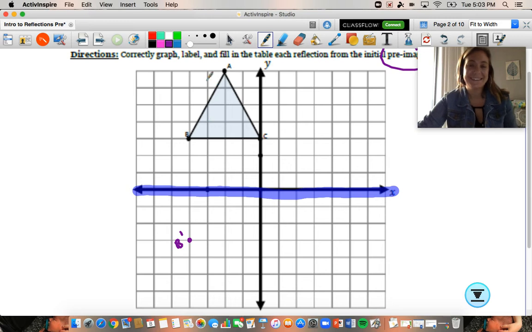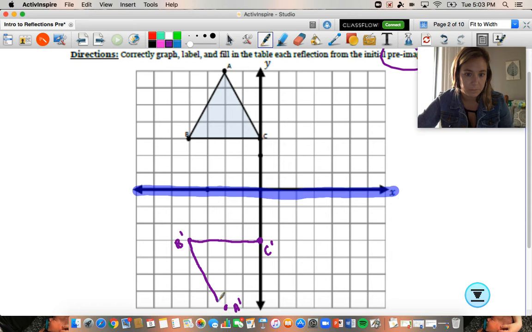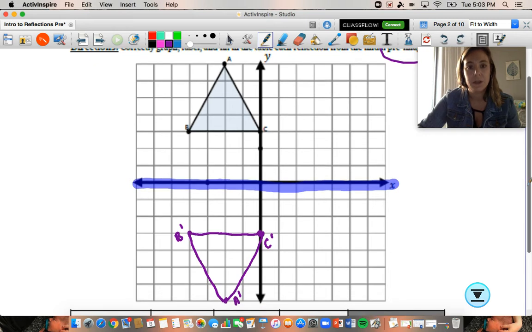Isn't that cool? I bet you're all sitting there saying, wow, that is so cool. So over here, 1, 2, 3, 1, 2, 3. Here's C prime. And then this is farther away. So 1, 2, 3, 4, 5, 6, 7, and 1, 2, 3, 4, 5, 6, 7. This is going to be A prime. My triangle's looking a little not like a triangle.